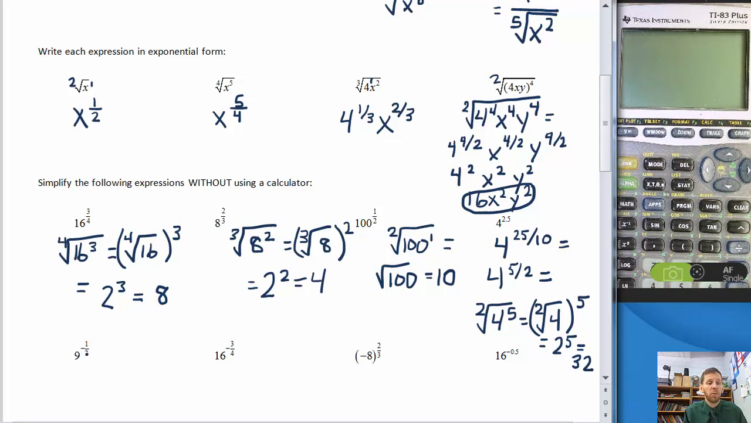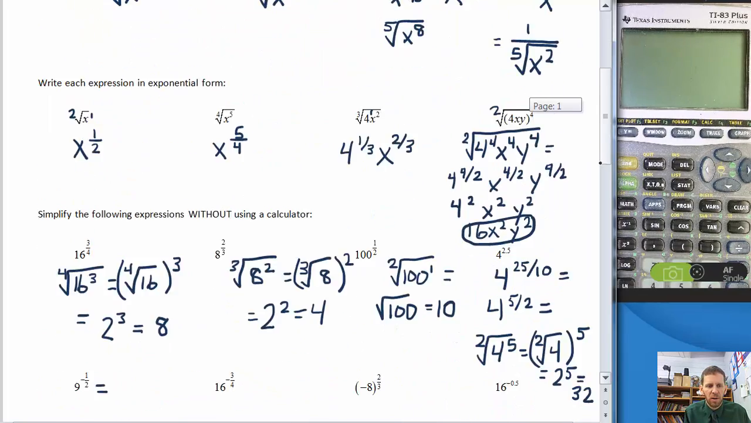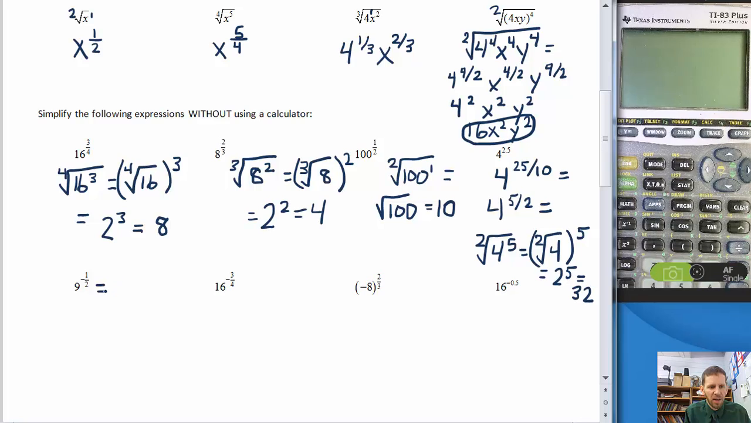Down here, what do you do if you're working with negative exponents? We said negative exponents result in fractions or reciprocals. So first of all, let's get this negative exponent out of here. 9 to the negative 1/2 power is 1 over 9 to the 1/2 power. This is 1 over the second root of 9 to the 1st power. 1 over the square root of 9. Well, the square root of 9 is just 3. That's your answer, 1/3.